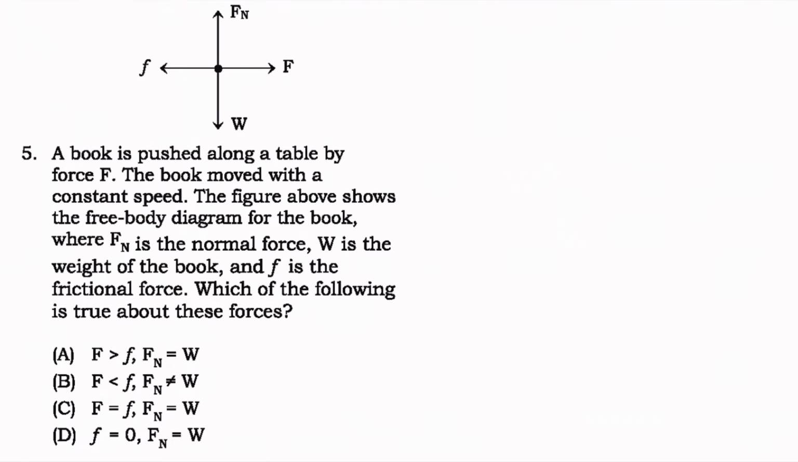For number 5, a book is pushed along a table by force F. The book moved with a constant speed. The figure above shows the free body diagram for the book, where F sub n is the normal force, W is the weight of the book, and F is the frictional force. Which of the following is true about these forces? So for this one, the correct answer is letter A.